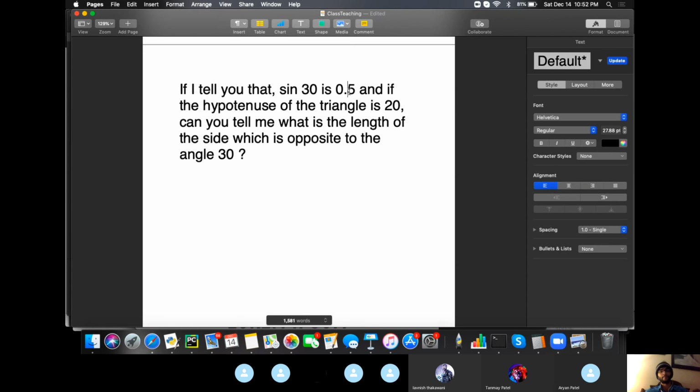It is half. And if you know that the hypotenuse of the triangle is 20, can you tell me what is the length of the side which is opposite to the angle 30? Do not confuse this 20 and this 30. This 20 is the length of the hypotenuse. This 30 is 30 degrees.